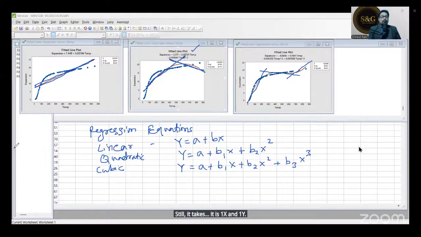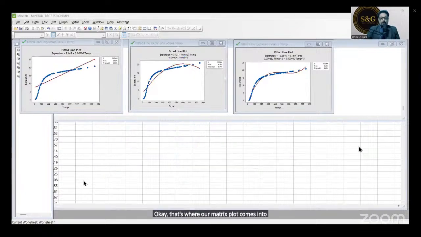What if we have one output and multiple x's? That's where our matrix plot comes into the picture. All right. So let me share a file with you and then we will understand a matrix plot. Just open this file called matrix plot.